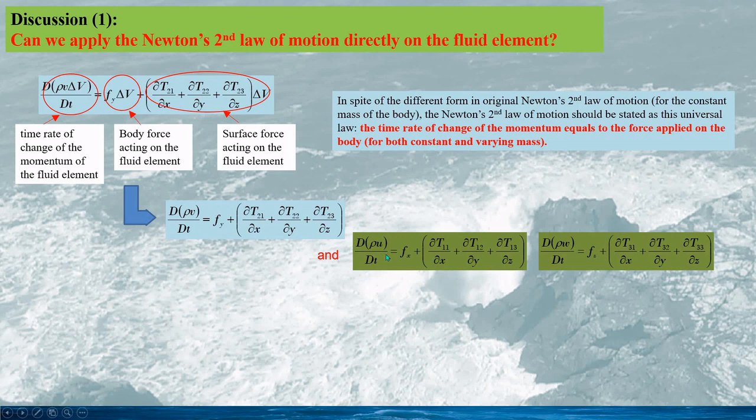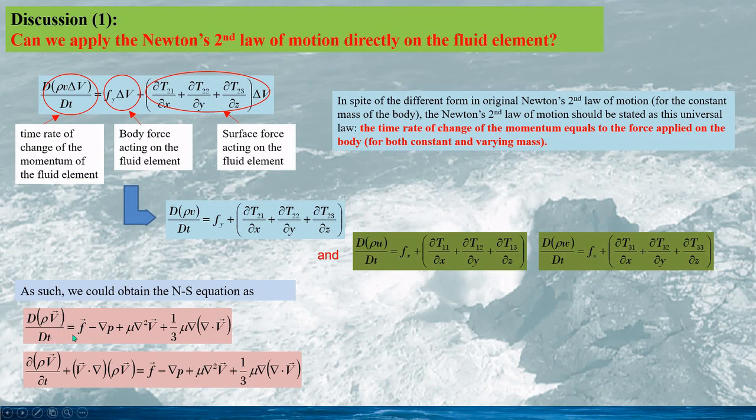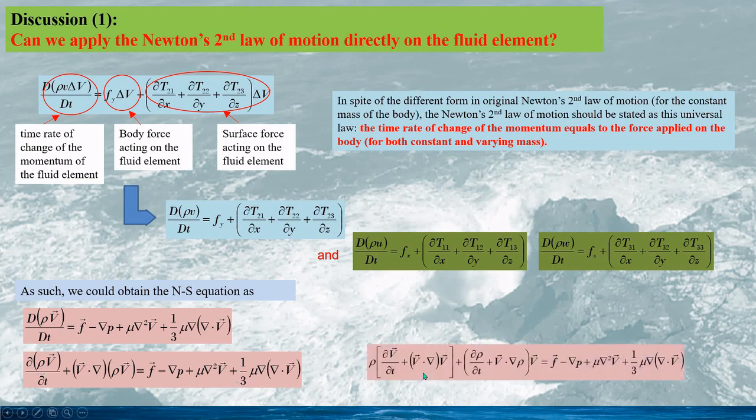And similarly, we can have the moment equation in the y direction and z direction. As such, if we put all this together, we have the moment equation as this. So we use the definition of the substantial derivative. The moment equation can be written as this. And then, ordering the terms on the left-hand side, we have the equation as this.